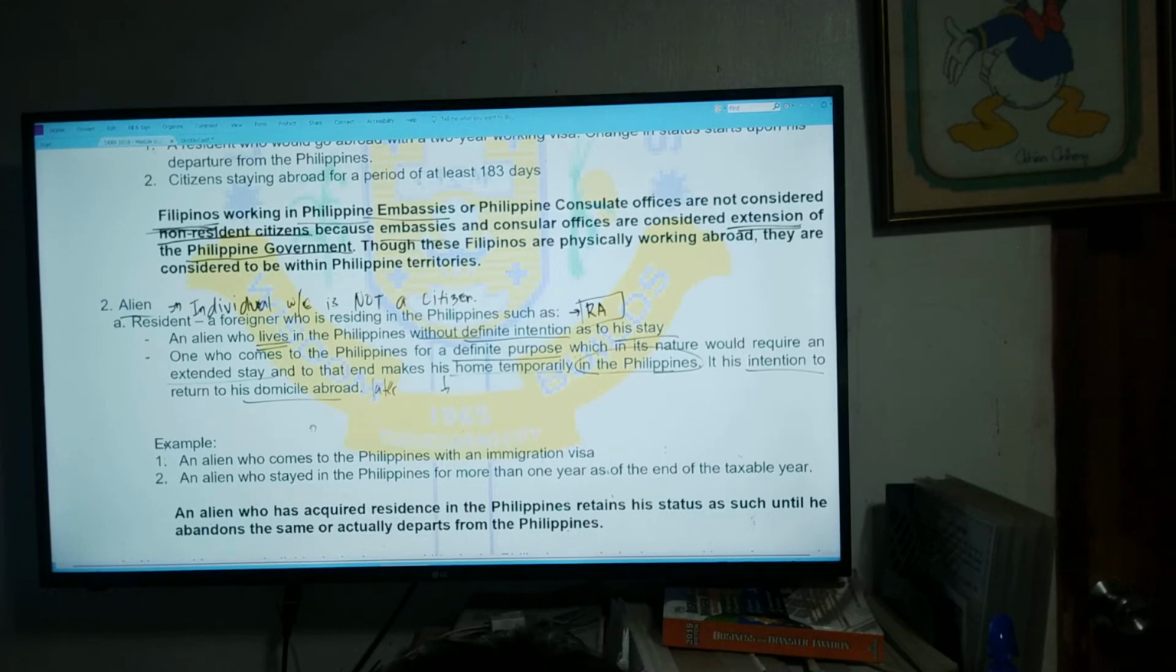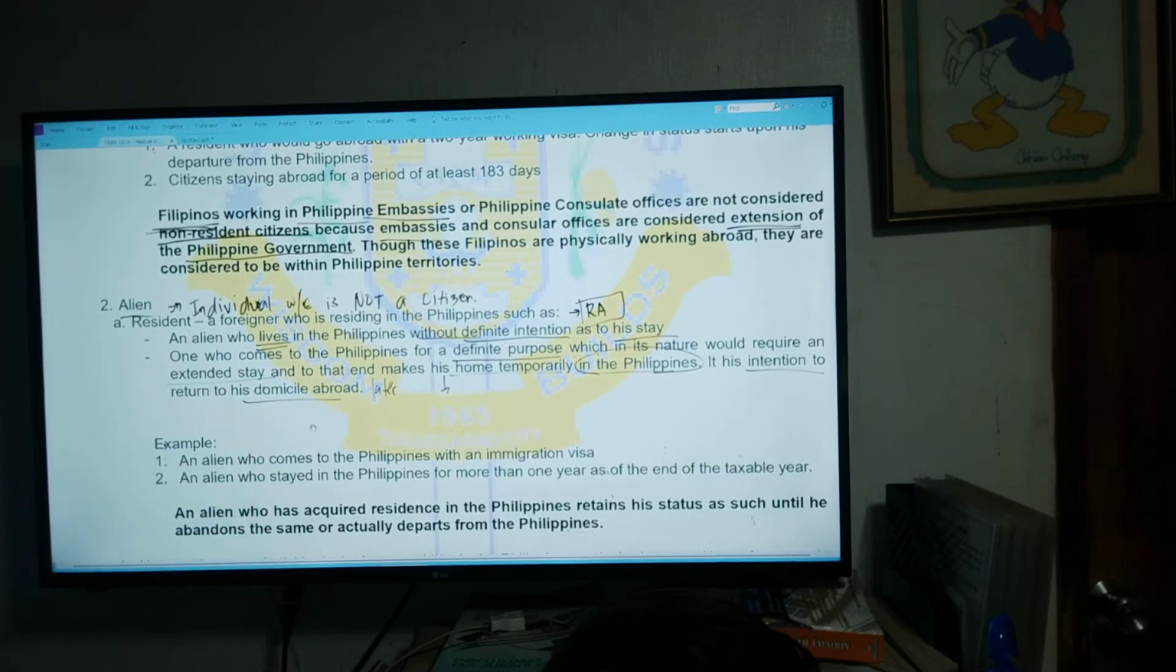Kung sa point of view natin na Filipino government sila ay non-resident citizen, sa point of view ng ibang country, they will be considered as resident aliens. Resident aliens. So later on, titignan natin yung diagram para at least makita nyo yung parang correspondence between them. Okay? Correspondence between them.